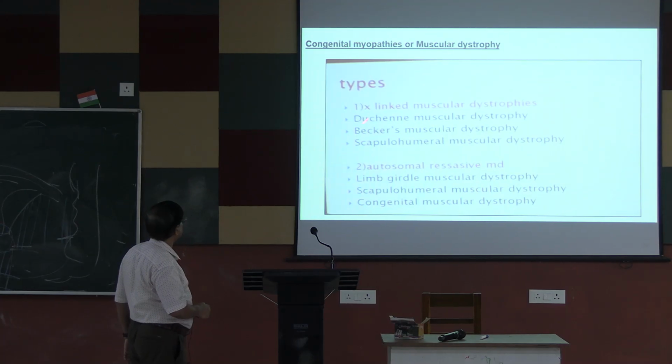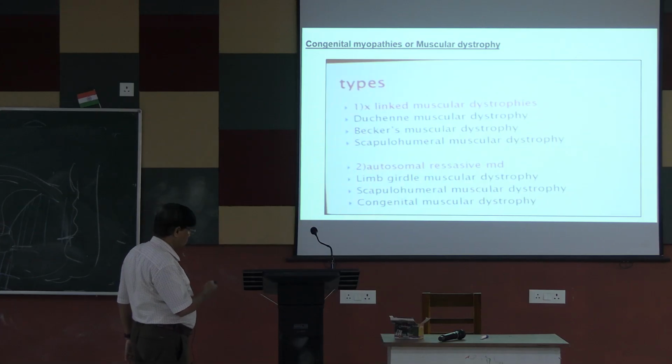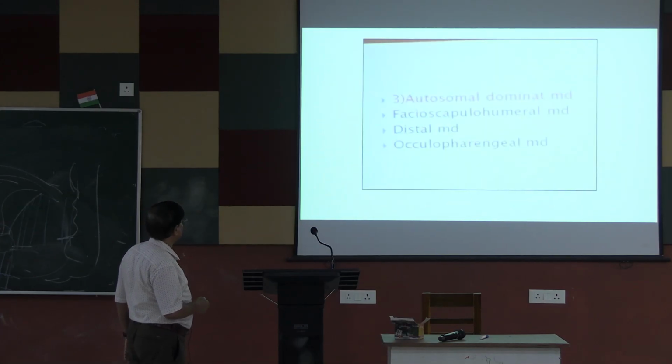There are different types of myopathies. X-linked myopathies are Duchenne muscular dystrophy and Becker's. These Duchenne and Becker's are X-linked. Autosomal recessive myopathies are limb girdle muscular dystrophy, scapulohumeral muscular dystrophy, and congenital muscular dystrophy. So Duchenne muscular dystrophy is the most common, and it is X-linked. Others are autosomal recessive. Autosomal dominant myopathies are facioscapulohumeral, distal, and oculopharyngeal myopathies. These are all autosomal dominant.